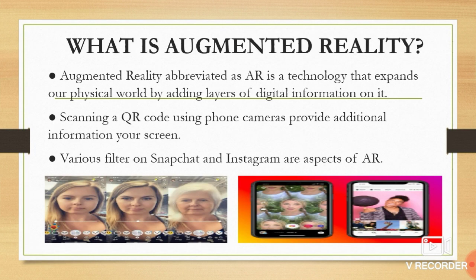what is augmented reality? Augmented reality, abbreviated as AR, is a technology that expands our physical world by adding layers of digital information on it. In other words, augmented reality involves overlaying visual, auditory, or other sensory information. In our daily life, examples we have seen are the filters of Snapchat and Instagram, all forms and aspects of AR.